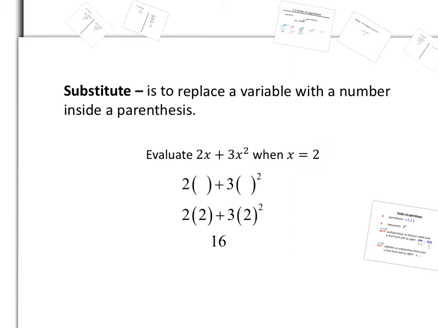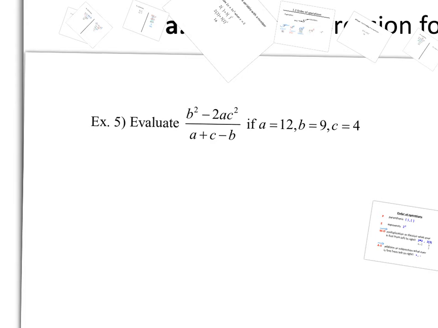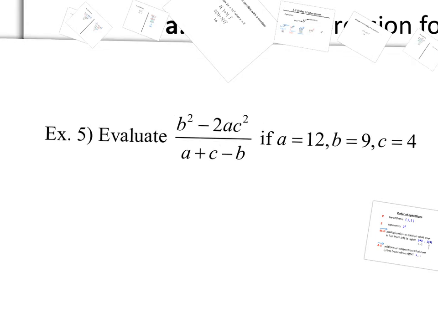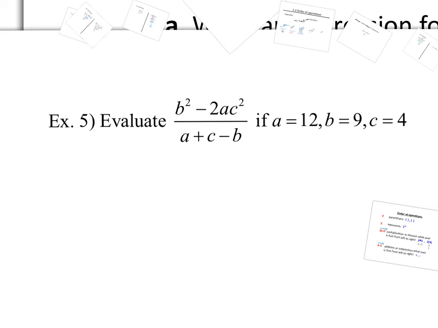I take the number, I put it inside of the parentheses, and this becomes the order of operations. You follow parentheses first, then exponents, and then multiplication or division, and then addition or subtraction. So let's try substitution and evaluating. Remember, evaluating is just to find the value of the expression. All right, evaluating. So this one, it says here, evaluate. You have that expression right there. You have a fraction, and they say a equals 12, b equals 9, and c equals 4.